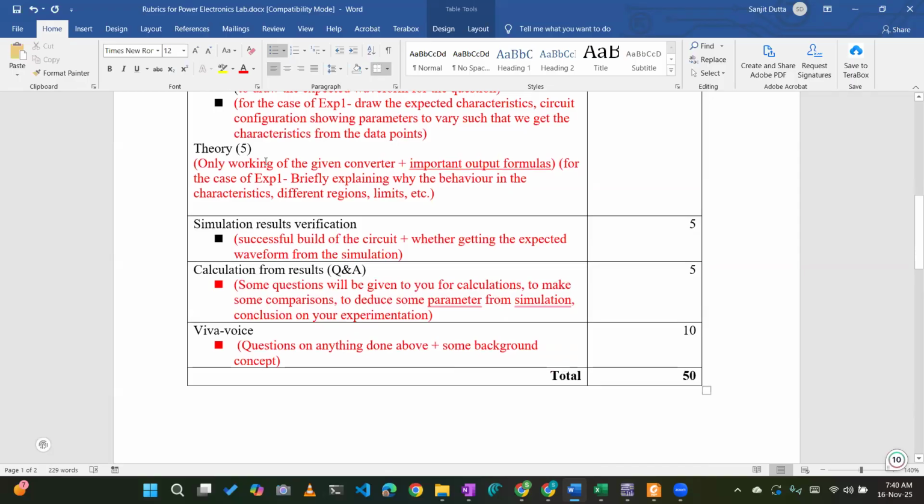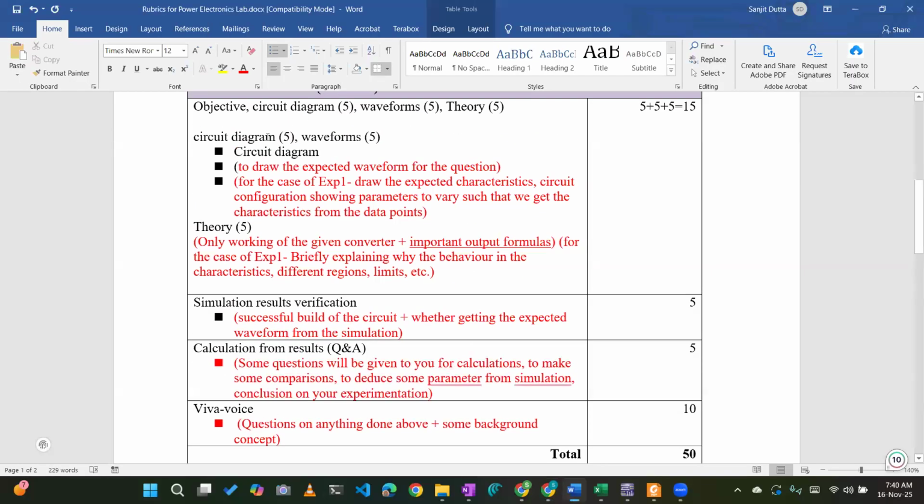And then the theory section basically indicates explaining the basic working of that converter and any important formula. Like for a rectifier, average voltage is an important formula. The RMS voltage may or may not be used. RMS voltage is also an important formula actually. The average and RMS value you will write. For AC voltage controller, the RMS value will be the important formula. So this much you will write.